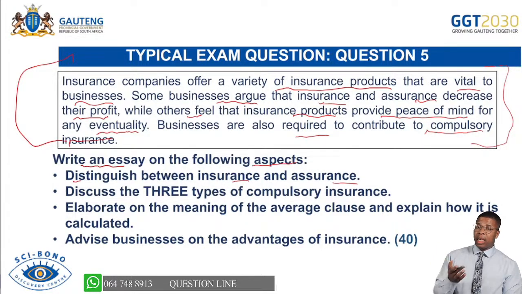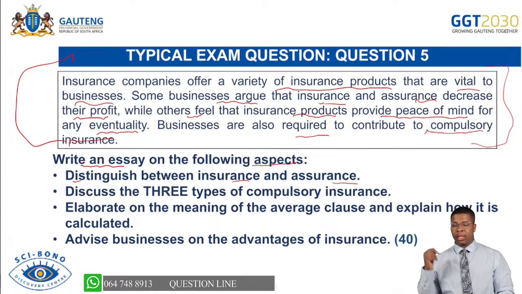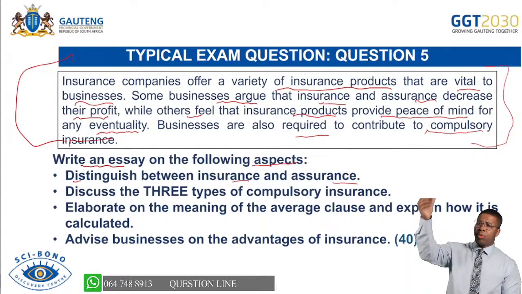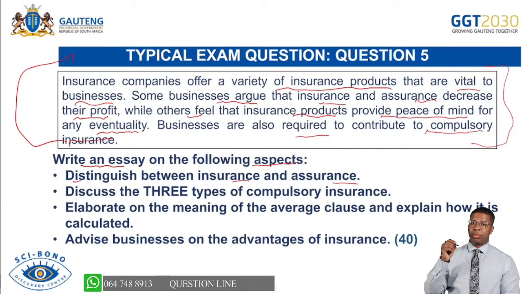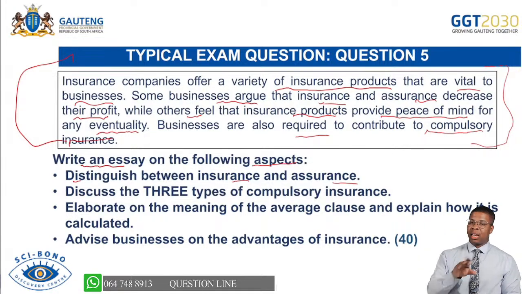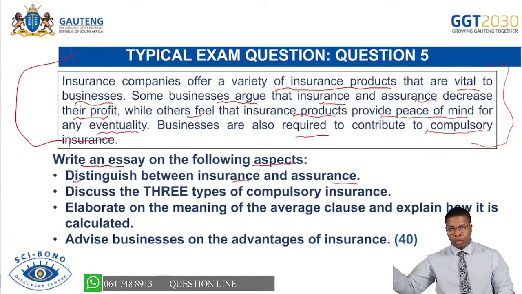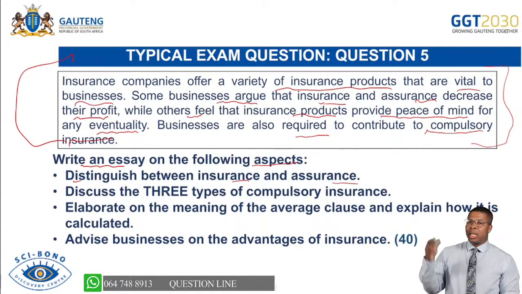Insurance, what is insurance? It is based on the principle of what? Indemnity. What is assurance? It is based on the principle of what? Security. Then think about how you define the principle of indemnity. You say it is applicable to short term, so you also include it when you're differentiating between insurance and assurance. You say it is applicable to short term insurance, that is an insurance. But with assurance, it is applicable to long term insurance. So that is how you answer and you get your 8 marks just like that.